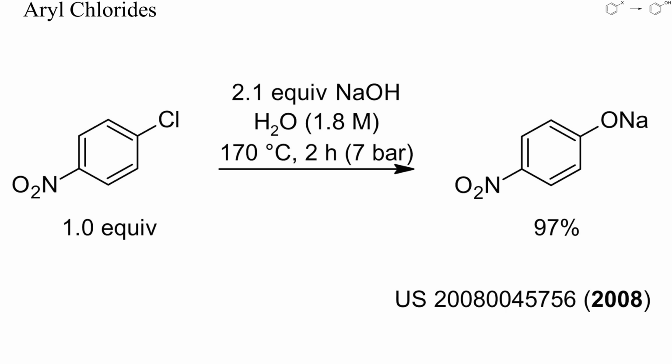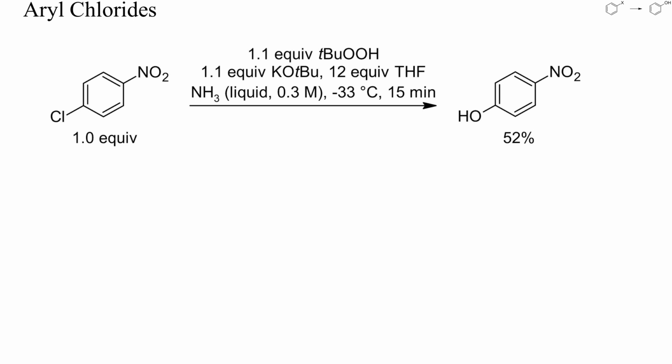4-Chloronitrobenzene, for instance, can already be hydrolyzed at 170 degrees Celsius. No isomers were formed, which indicates that the substitution proceeded by an addition-elimination mechanism. With stronger nucleophiles, such substitutions can occur under still milder conditions. Here a mixture of tert-butyl hydroperoxide and potassium tert-butoxide in liquid ammonia was used.